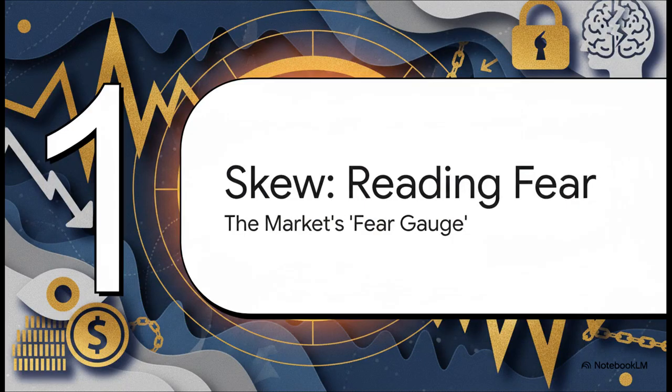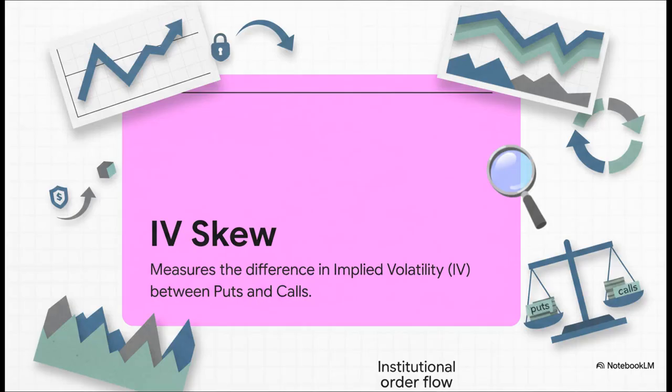Okay, so our first key metric is skew. The easiest way to think about this is as the market's fear gauge. It's an incredible tool because it tells us what the smart money is really thinking, no matter what the price chart might be showing you. So what is it exactly?